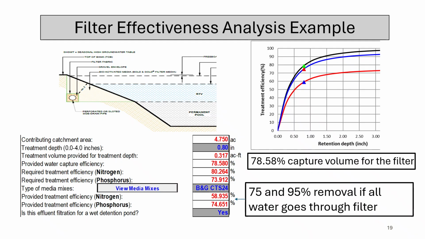The filter achieves between 75 and 95% pollutant removal for water that actually passes through the filter media. However, it is critical to understand an important distinction here. Not all of the annual runoff volume gets treated by the filter. Only the runoff up to the design treatment depth will flow through the media. Water from larger storm events beyond that design threshold will bypass the filtration process.